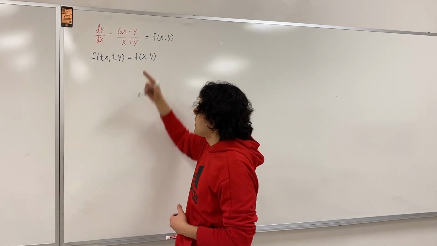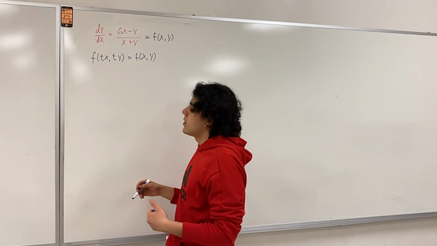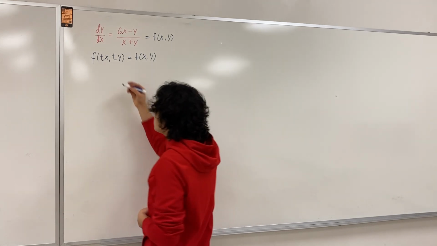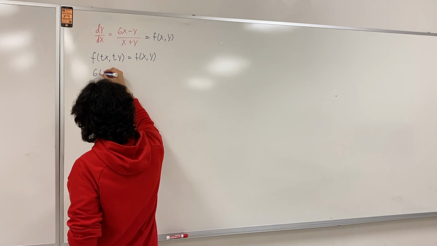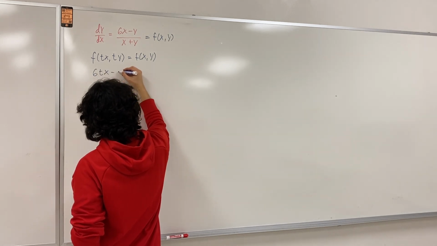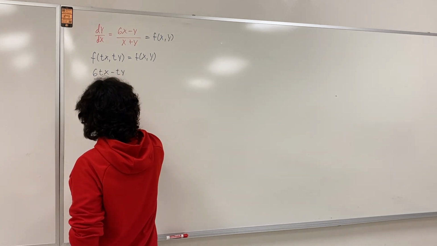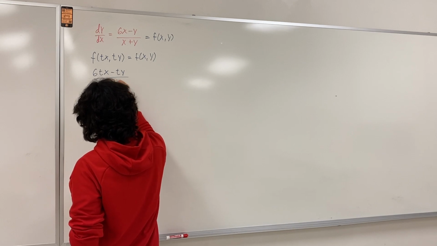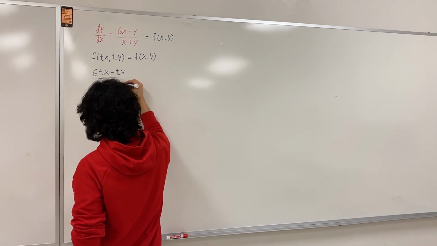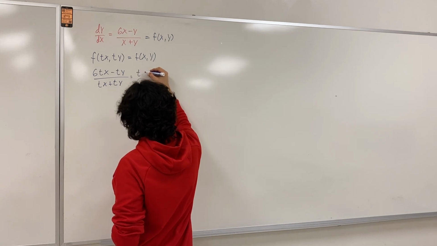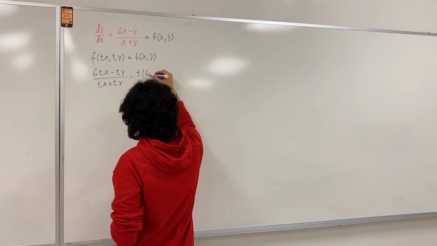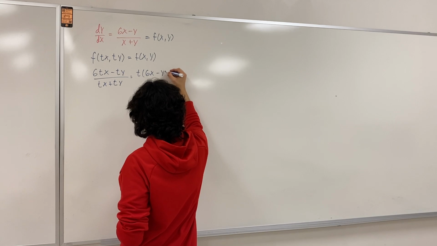Now let's check if that happens with this expression. Let's use t. If we multiply x and y by t, we're going to get 6 times t x minus t y, divided by t x plus t y. Now notice that you're going to be able to factor out a factor of t, and you're going to get back the original function.